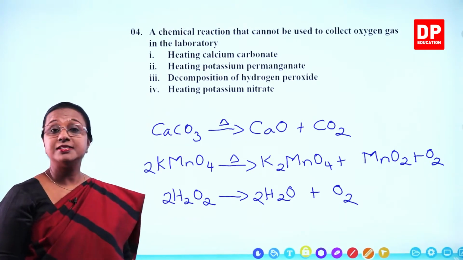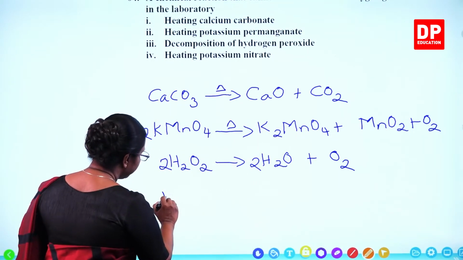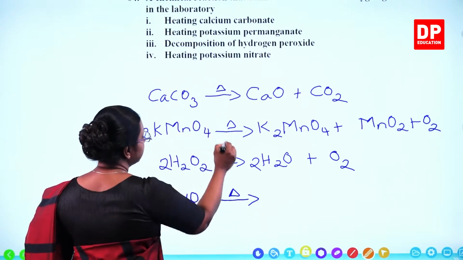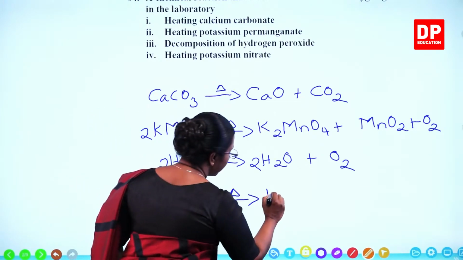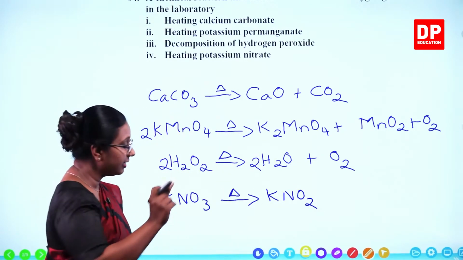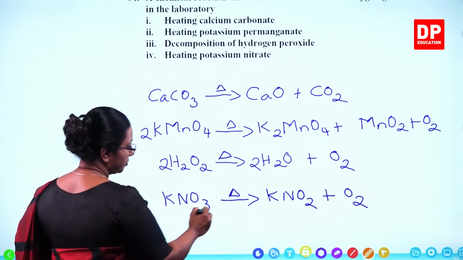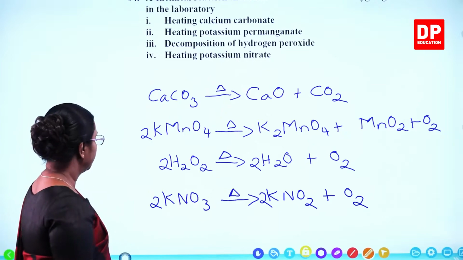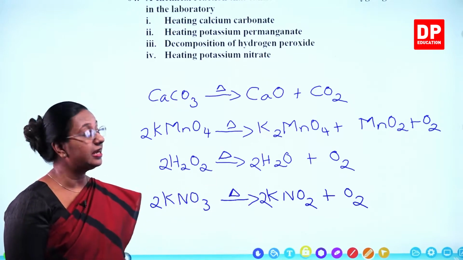Then heating potassium nitrate. That is also something that you know. Potassium nitrate, KNO3, when you heat, it decomposes. Here KNO3 gives rise to KNO2, potassium nitrite, and oxygen gas is evolved. So here we need to have a 2. So 2 KNO3 gives rise to 2 KNO2, potassium nitrite, and oxygen.